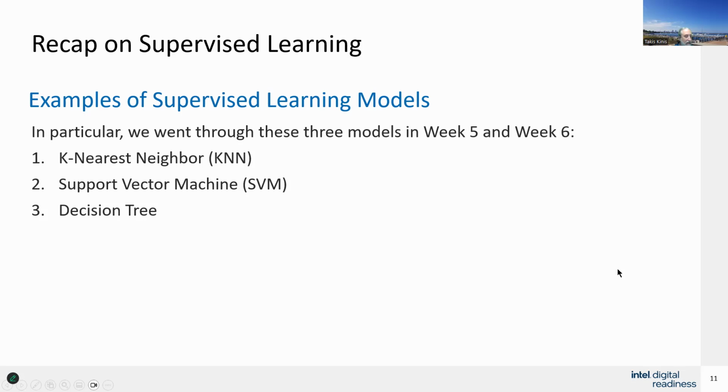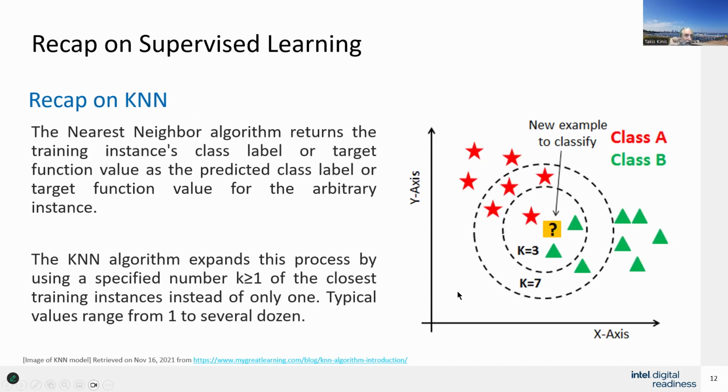Those are just 10,000 foot overviews of these things. Back in week 5 and 6, wow, that was a long time ago, we looked at KNN, the nearest neighbors. That was for classifying things. We also looked at SVM, the support vector machines, and decision trees, and a quick recap of each of those. With KNN, we looked at when we're putting data together, which group does it belong to?